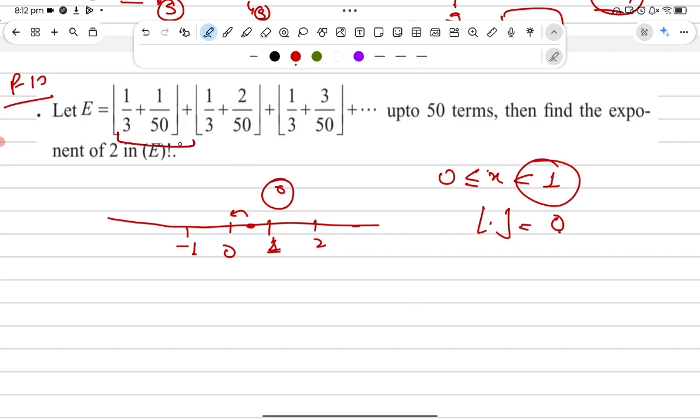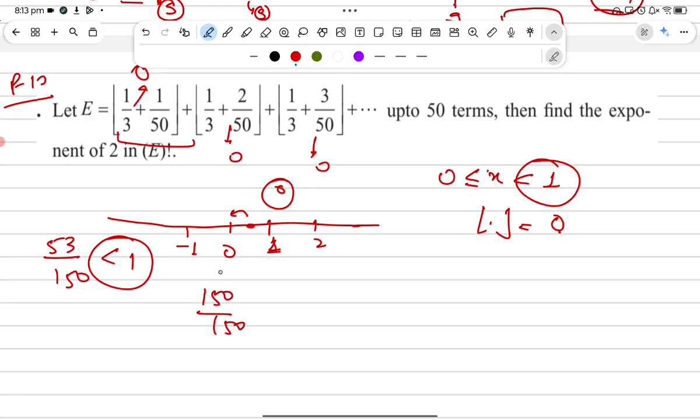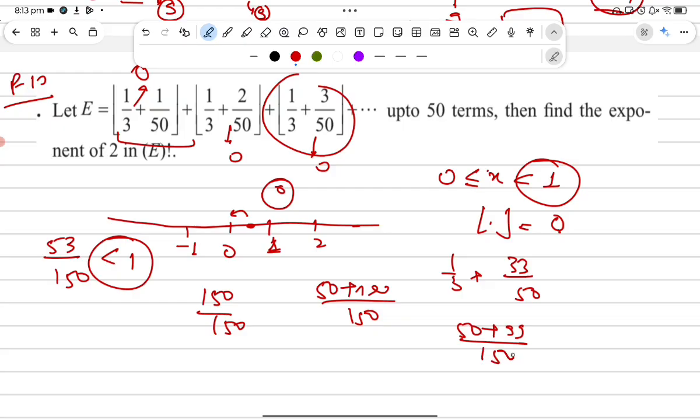Here if you see, what is it? 53 by 150. This is less than 1, so this is going to be 0. Same for this, same for this. Until we get 150 by 150, we'll keep getting 0. So when will we get 150 by 150? When we get 50 plus 100 by 150, right? So 1 by 3 is fixed here, and when we get 33 by 50, we'll have 50 plus 99 by 150. This will still be less than 1, so this will be 0. So up till the 33rd term, we'll keep getting 0.